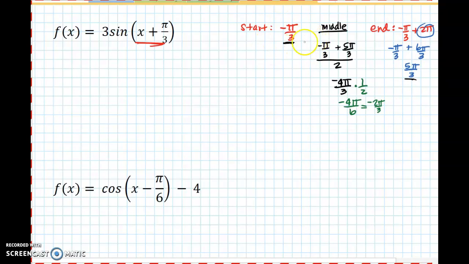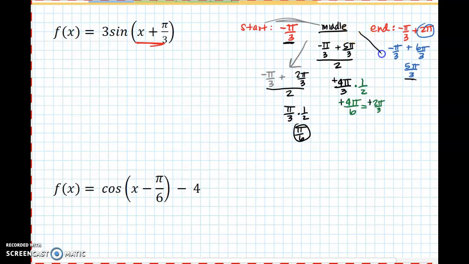Now let's find the middle of the start and the middle. So we'll come over here. We have to do negative pi over 3 plus, oops, this should be a positive. My apologies. That's a positive. Plus 2 pi over 3. And then we will divide that by 2 or multiply it by a half. So negative pi plus 2 pi is just a pi over 3 divided by 2 or multiplied by a half. So this is pi over 6.